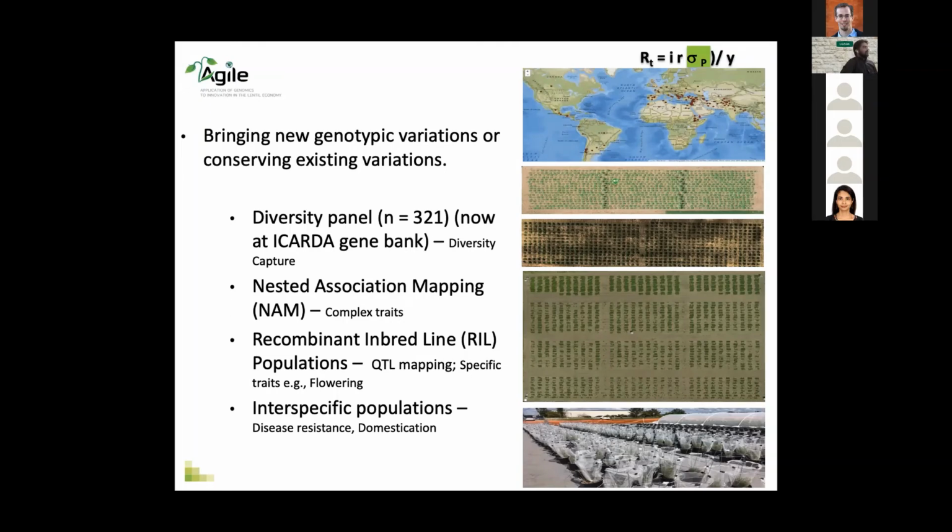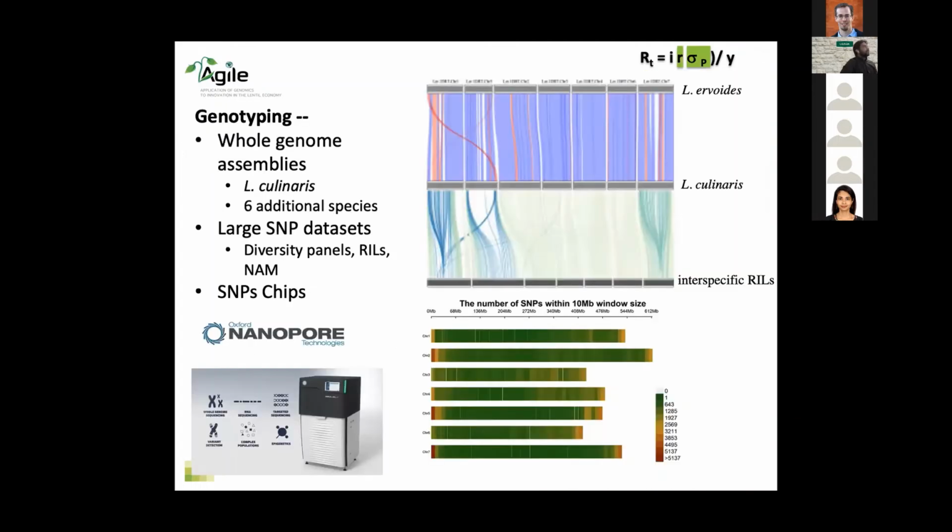We also have nested association mapping populations. We have RIL populations, many of them. And we are also working on introgression-specific populations, like crossing with the wilds and others.